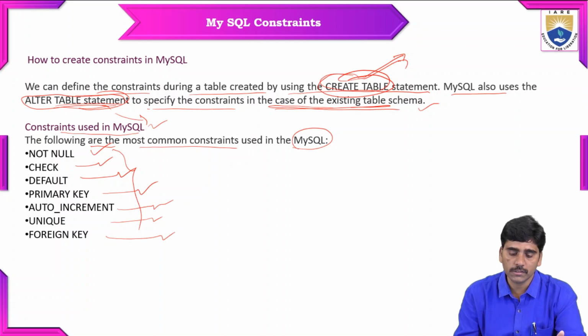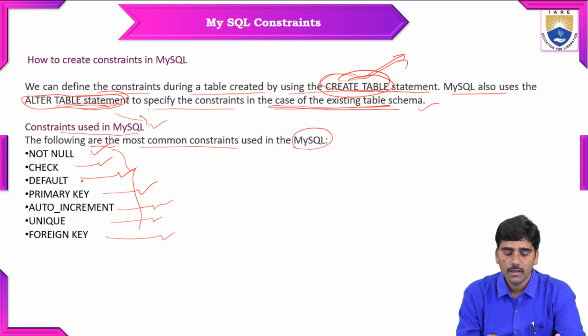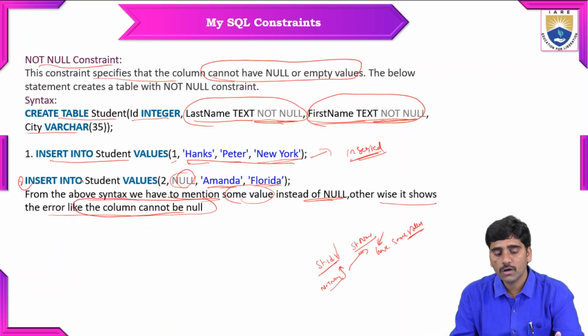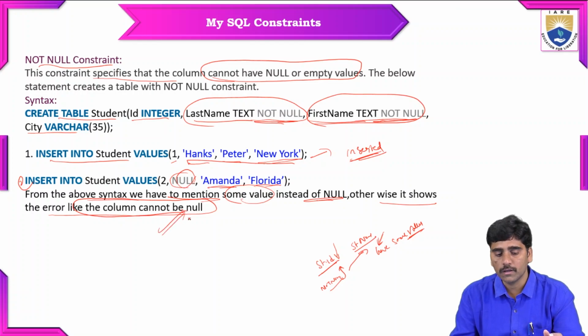So what are the types of constraints? Not null constraint, check constraint, default constraint, primary key constraint, auto increment constraint, unique key constraint, and foreign key constraint. The not null constraint specifies that the column should not have null or empty values; at least it should have some values. Without any value, that column shows the error: the column cannot be null.